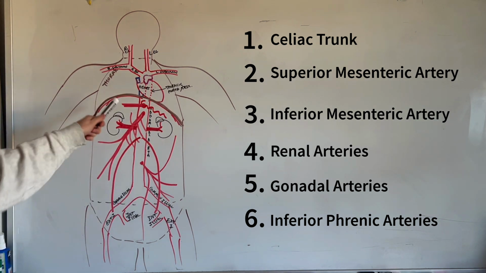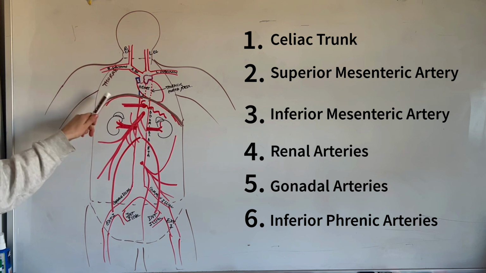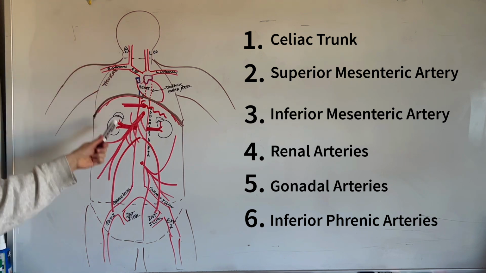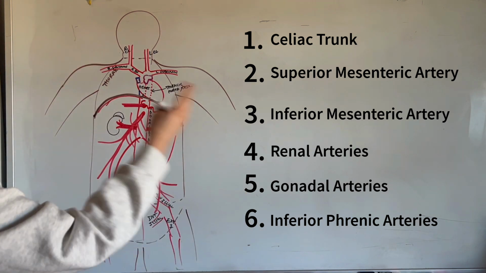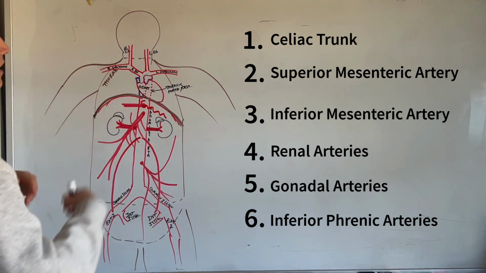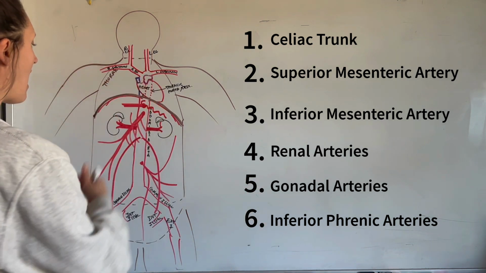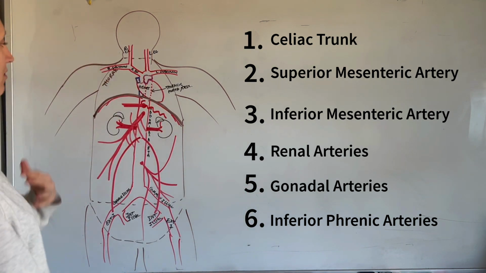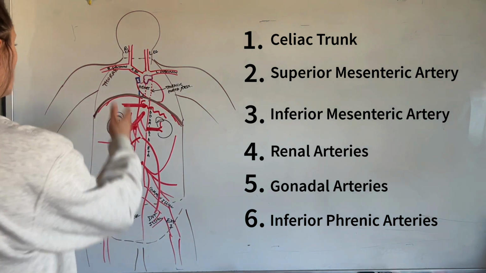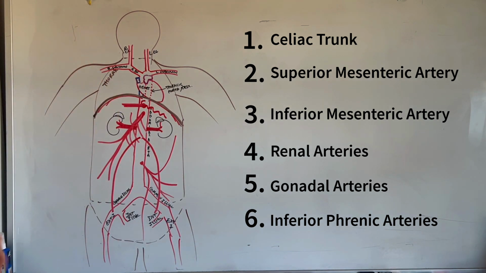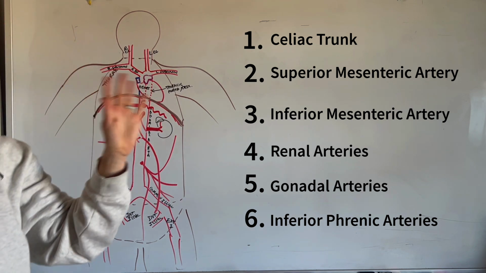So these inferior phrenic arteries, remember the phrenic nerve innervates the diaphragm. That's how I remember that the inferior, they're below it, phrenic arteries supply the bottom of the diaphragm. They're also going to give off some vessels to the adrenal glands. That is our setup. Let's recap, we have 6 total.